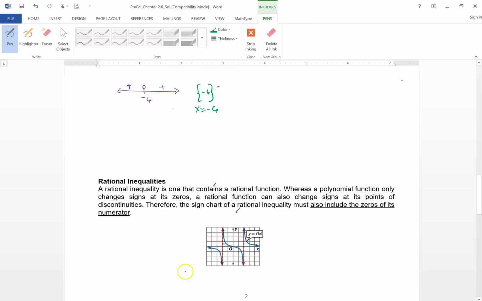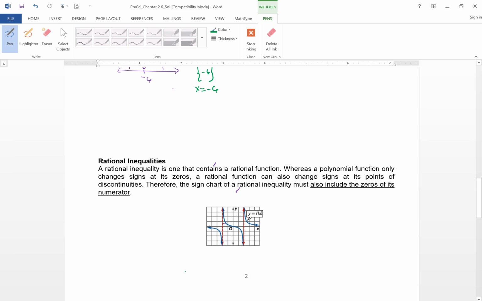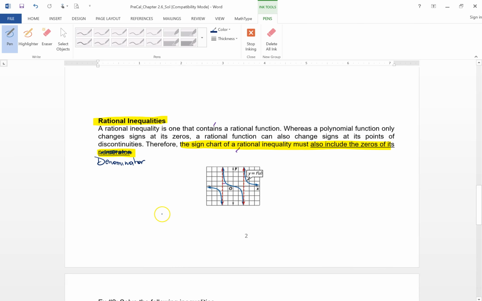All right. Now, rational inequalities are the same. The only difference is that the sign chart of a rational inequality must also include the zeros of its denominator. I have a typo here, it should be denominator. So we must also include the zeros of the denominator. The zeros of the denominator are the asymptotes, right?